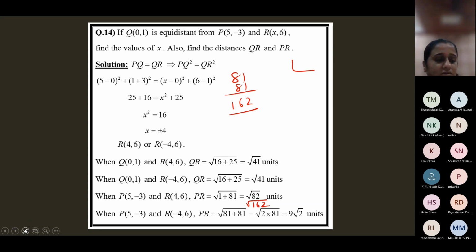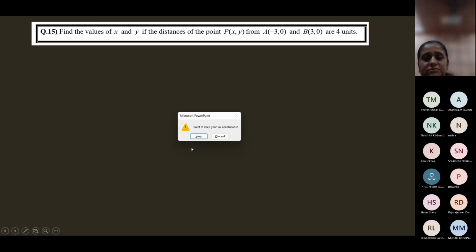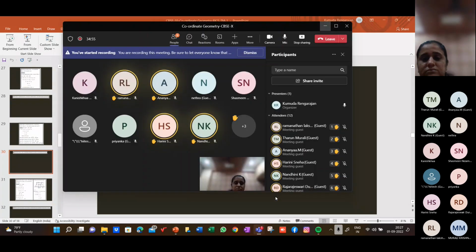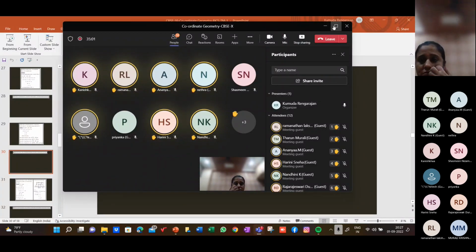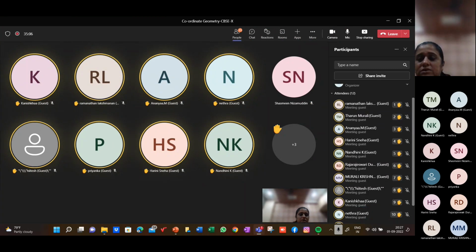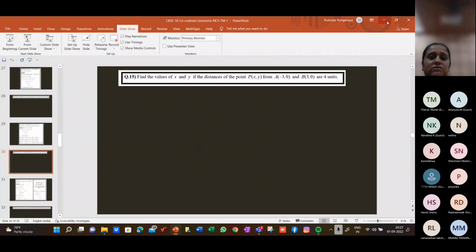Are you all listening, children? Class, use the emoji. Raise your hand. Okay, so we have Ramanathan, Tarun Murali, Ananya, Harini Sneha, Nandini, Rajarajeshwari, Murali Krishna, Hitesh, Kanishka, Netra, Priyanka, and Sashmeen. Sashmeen, are you there? Yes, ma'am. All right, very good, children.